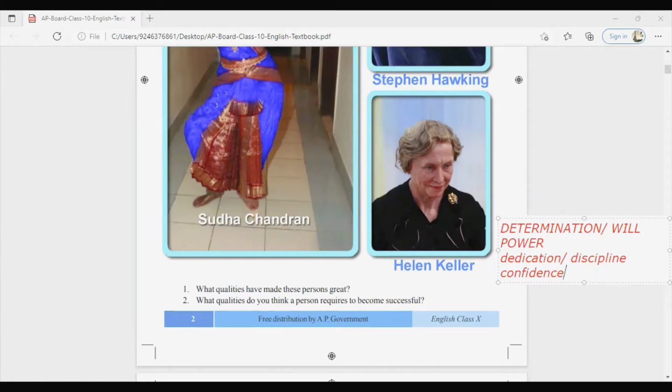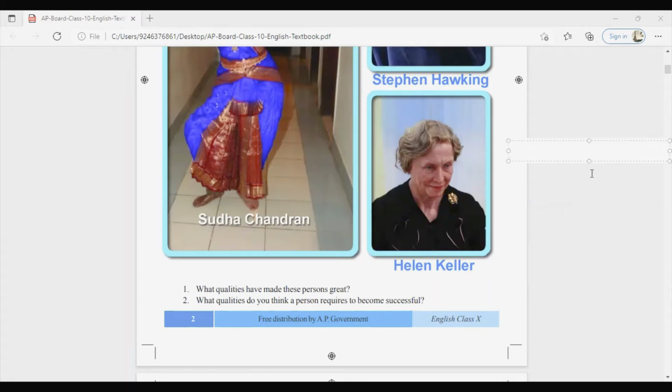Okay, so let us go on with the second question. What qualities do you think a person requires to be successful in his life? As I said just now, the discipline. Then you need to go on with the confidence level. If you have confidence also, you can reach great heights. You should have courage to face all situations. Positive thinking is the most important one.